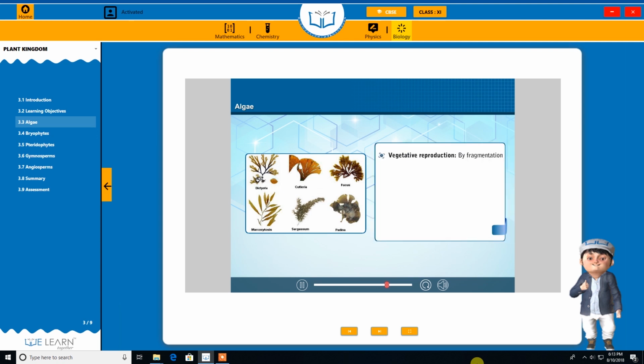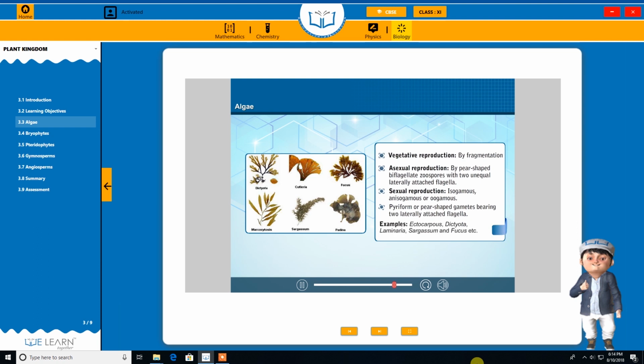Vegetative reproduction by fragmentation. Asexual reproduction by pear-shaped biflagellate zoospores with two unequal laterally attached flagella. Sexual reproduction is isogamous, anisogamous or oogamous. Pyriform or pear-shaped gametes bearing two laterally attached flagella. Examples: Ectocarpus, Dictyota, Laminaria, Sargassum, and Fucus, etc.